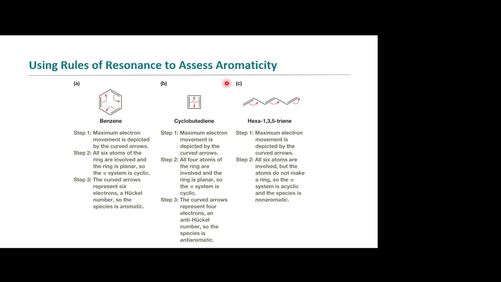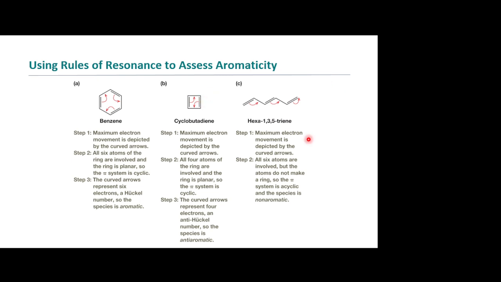Okay. This one right here is going to be the cyclic butadiene. So what we see here is, again, maximum movement involves the entire ring here. And it's depicted by these curved arrows again. And so we have the entire ring. It is planar, and it is a pi system that is cyclic. So we're good so far. We get down to the number, and this is 2, 4, right? And so that is a 4n, isn't it? And so that is then anti-aromatic, isn't it?